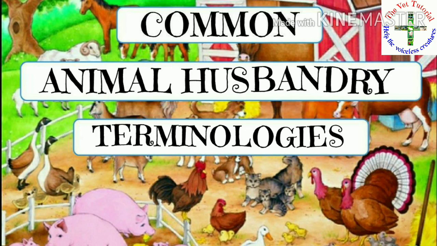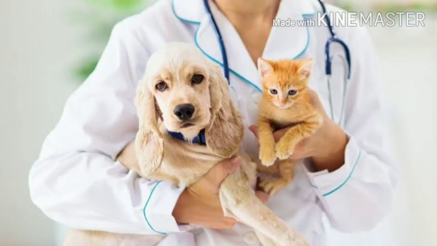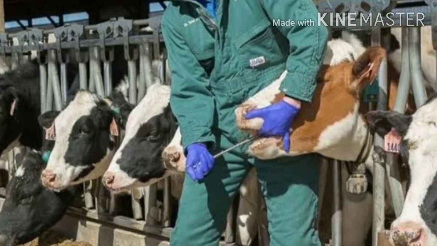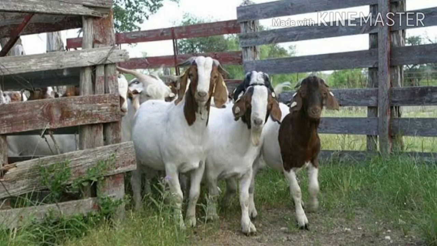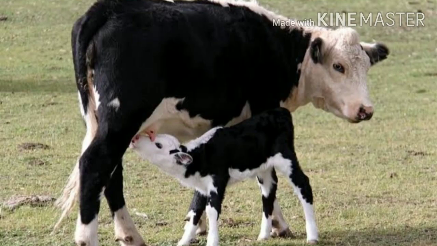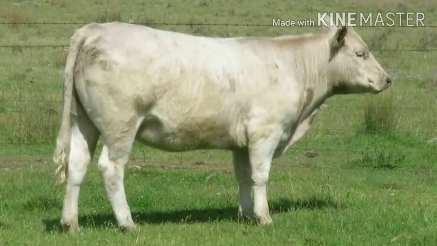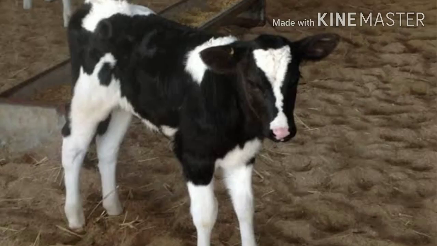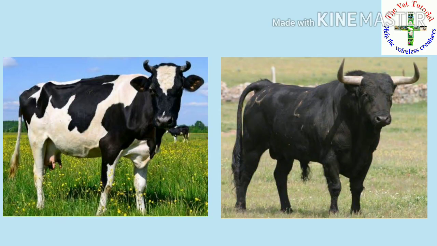Today we are going to study the common animal husbandry terminologies. As a veterinarian or veterinary student, all should know proper terminology for each species of farm animals because animals are of different types such as cattle, buffalo, sheep, goat, pig, etc. Also, they are of different ages such as adult, young, and newly born, and they are of different sexes.